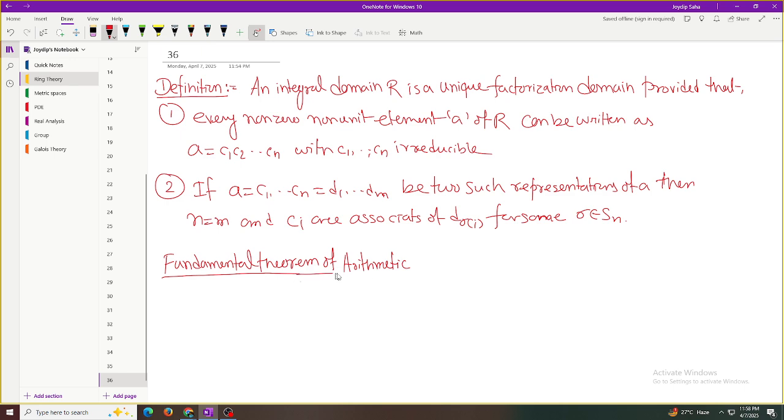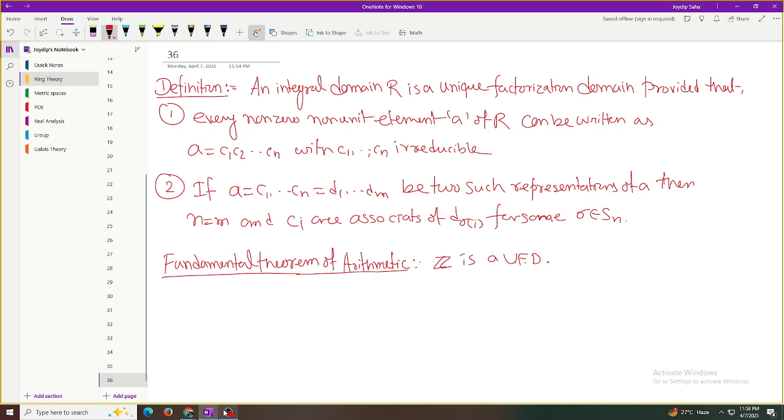Z is a UFD. This is your fundamental theorem of arithmetic. And then one version of Gauss's lemma says that if R is a UFD, then the polynomial ring R[x] is a UFD.